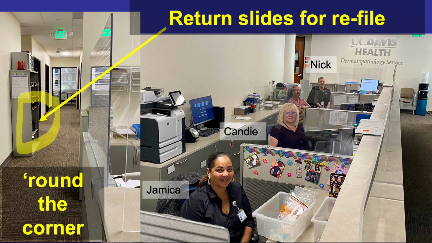All of the recent slides from the past several years are filed on site, so you could retrieve those yourself or ask one of our very capable admin staff to retrieve those slides for you with a little bit of advance notice. And when you're finished with the slides, you don't need to refile them. Just go ahead and put them in this shelf around the corner from the main admin desk.